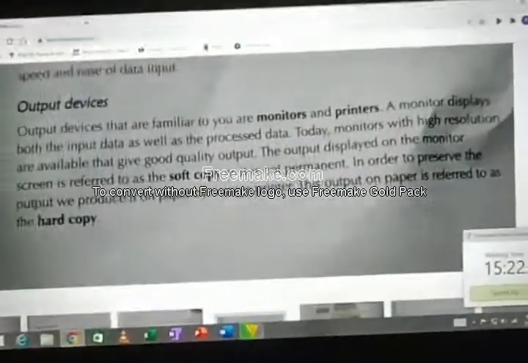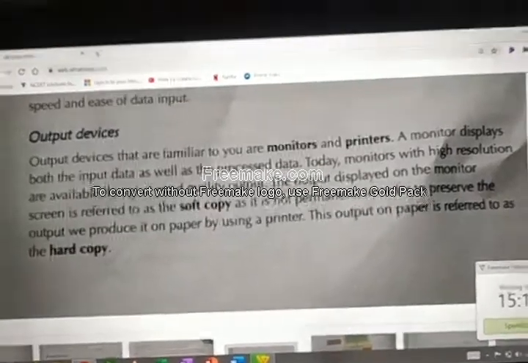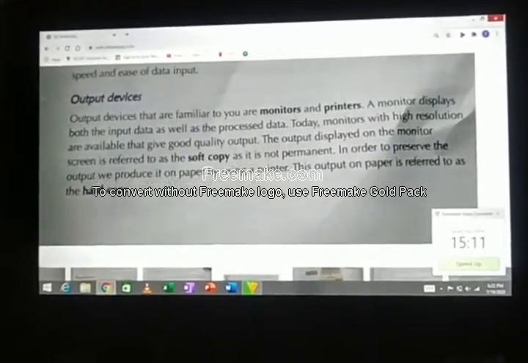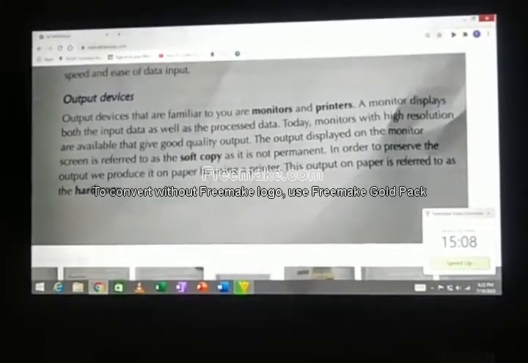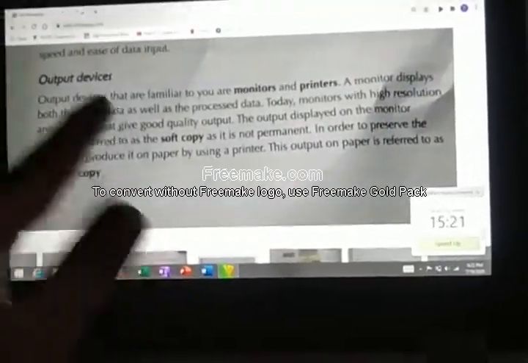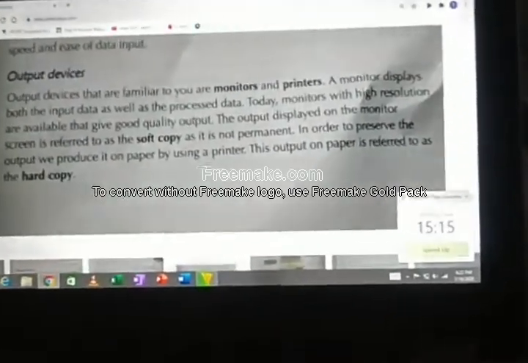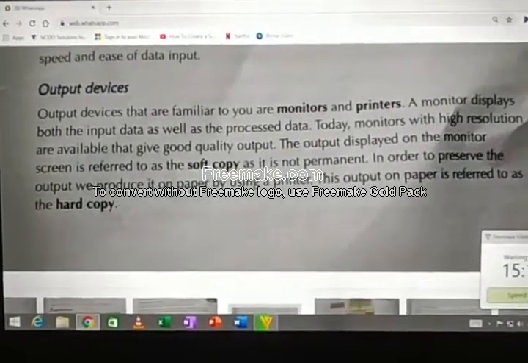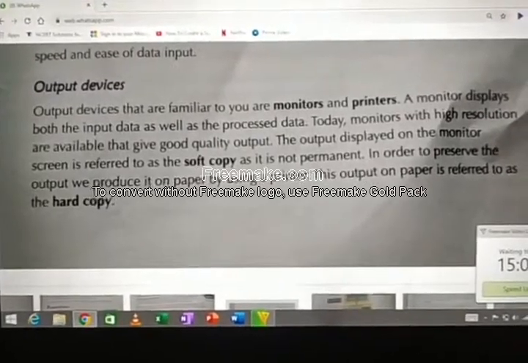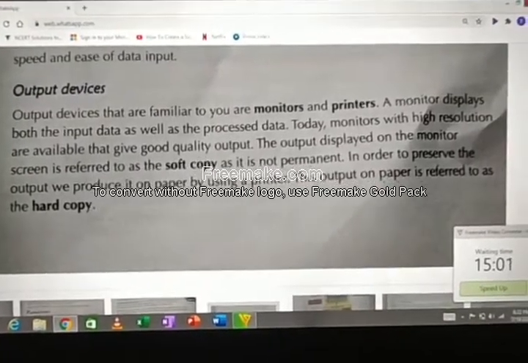Today, monitors with high resolution are available that give good quality output. We used to say pixel now. When you get a TV or computer, they will ask what pixel you want, in what pixel this system and this phone are. If the pixel is very high, the clarity of pictures, videos and movies will be high. If the pixel is low, the clarity will be less. So today monitors have high resolution, meaning good pixels, and give good quality output. If the resolution is good, the picture quality will be very good.